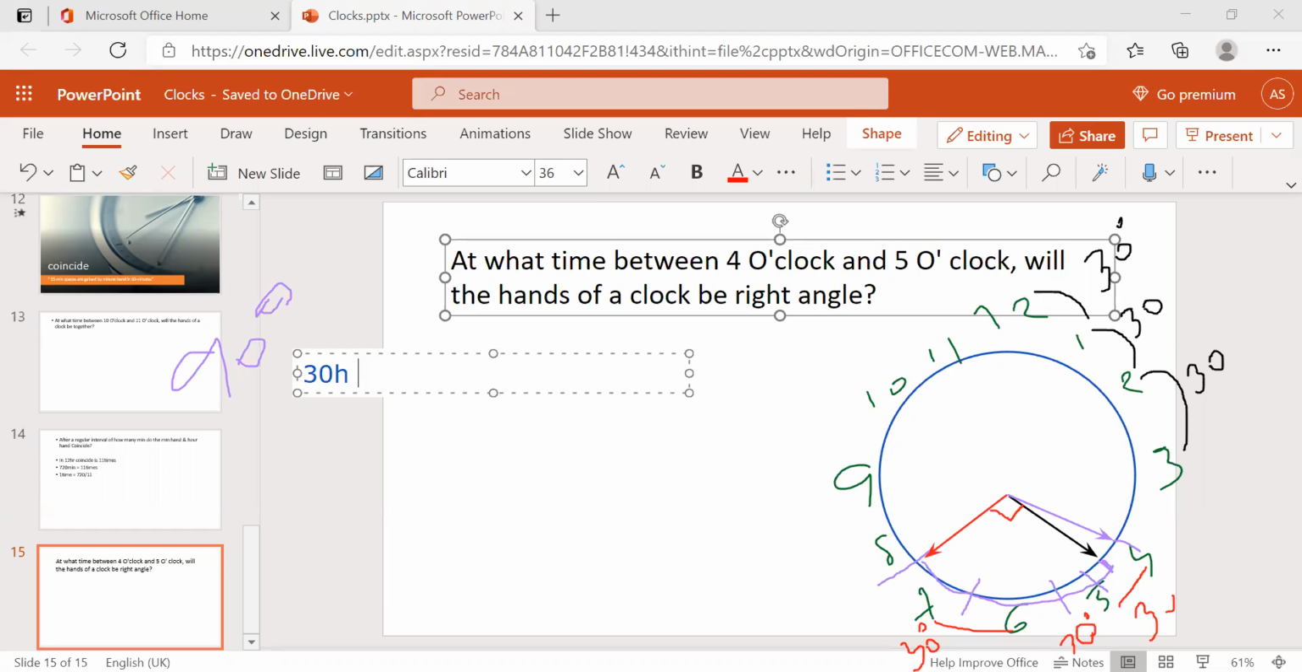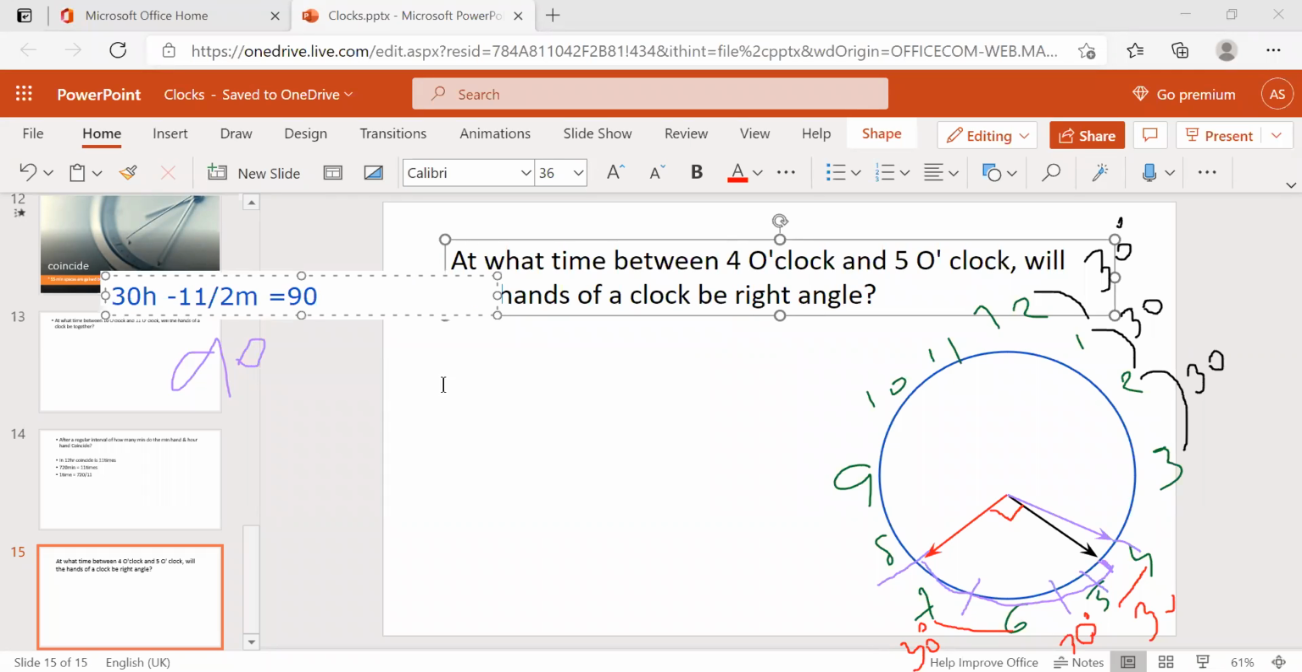30 hours minus 11 by 2. 11 by 2 minutes equal to 45 degrees. Sorry, 90 degrees. 90 degrees, right? But instead of doing this, what we are doing, the same trick here also we are going to follow.